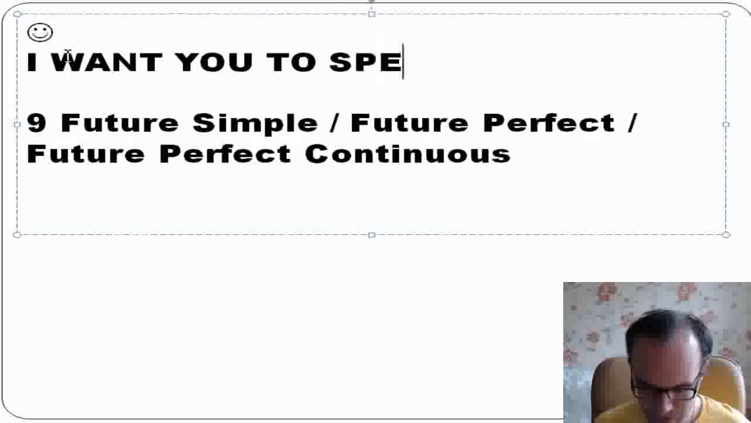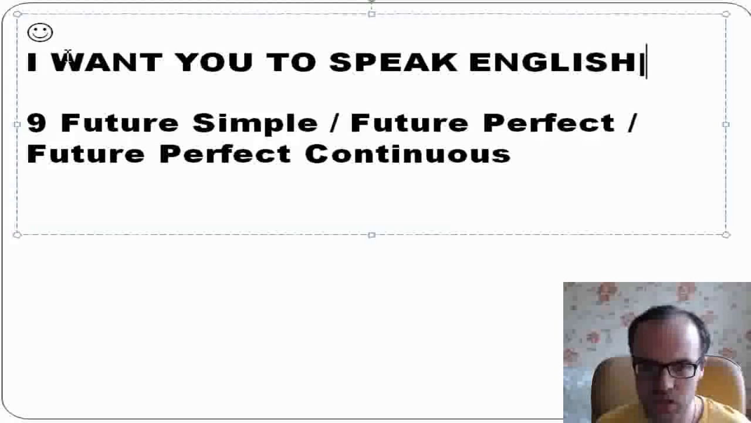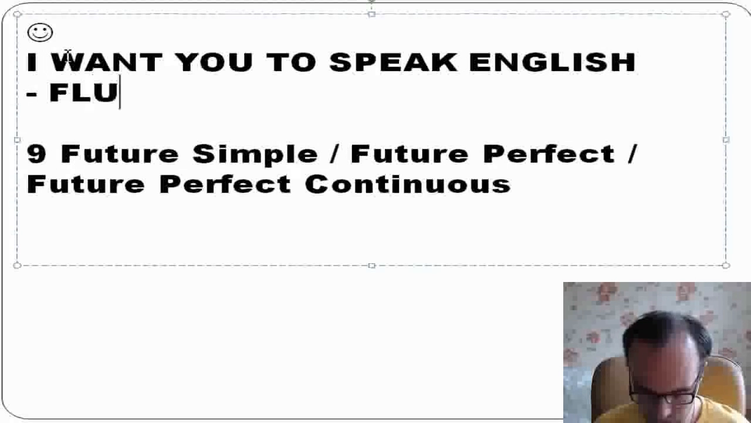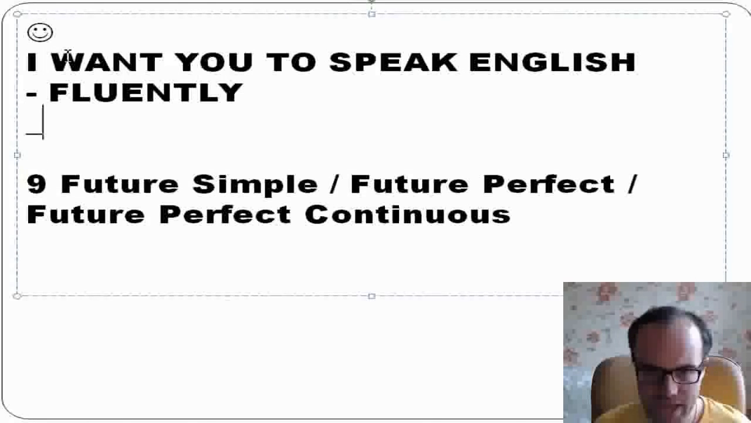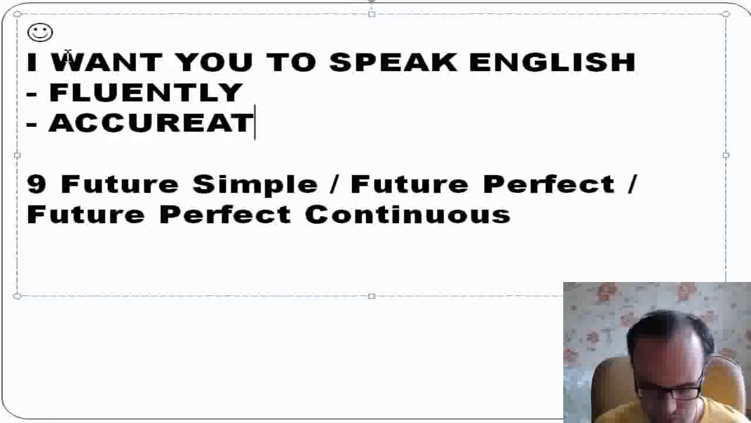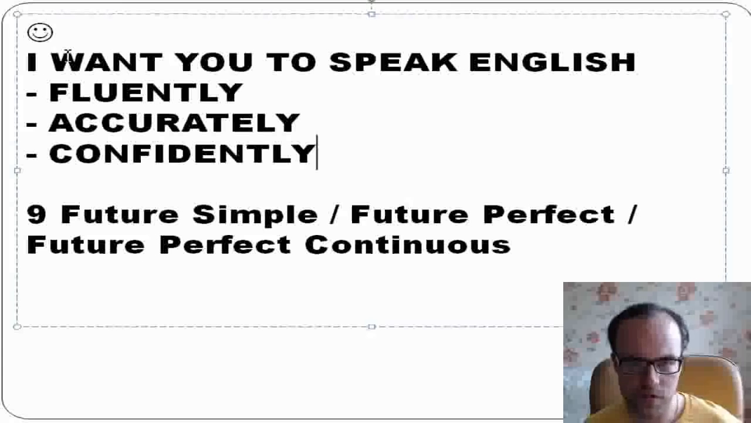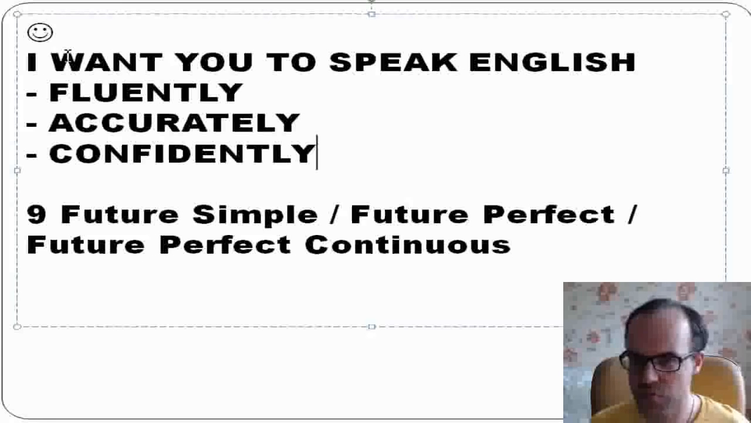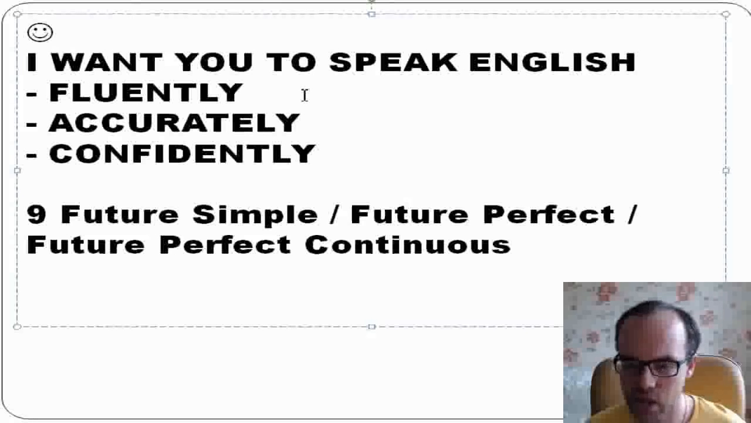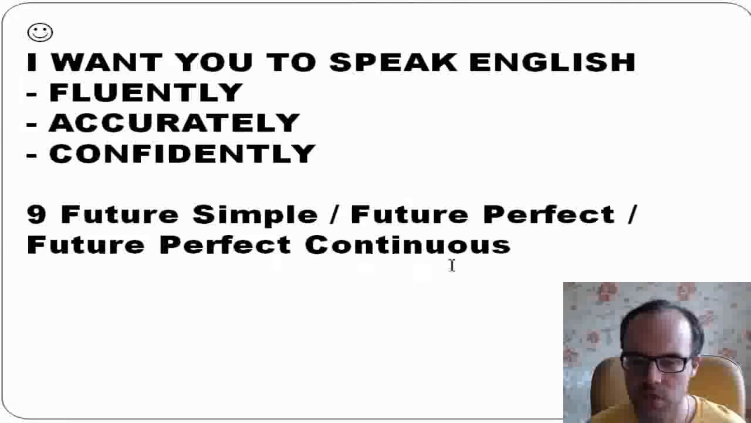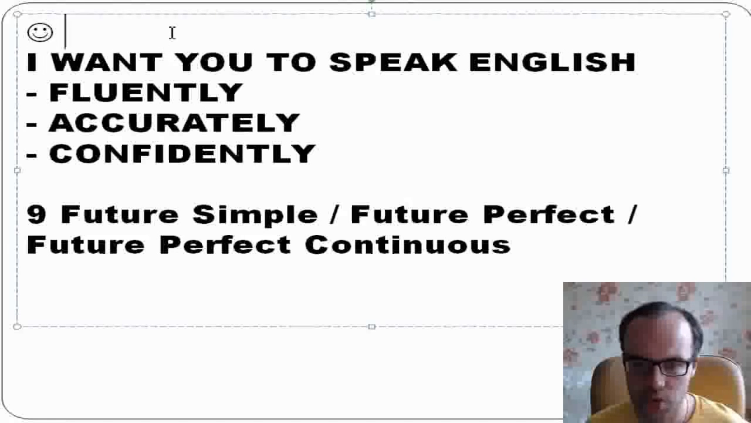Maybe I'm crazy, but in fact I'm not. So I want you to speak English fluently. It means fast, accurately. It means without mistakes, and confidently. So when you are full of confidence, when you are sure that you speak English correctly, or that you speak English rightly. And as for me, I'm sure. Okay, so I want you to speak English fluently, accurately, and confidently. And really, let's talk about future simple, future perfect, and future perfect continuous.